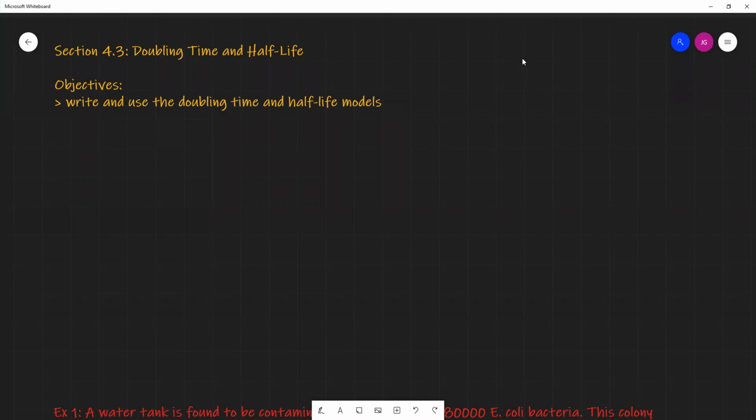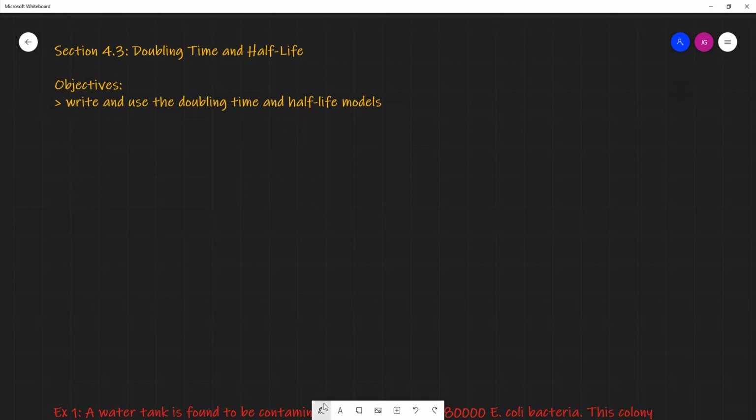We have doubling time and half-life as the idea for this section, okay? Not too much of a demanding section. Our only objective is to write and use these two models. So we're gonna write them down right now and see what they are, and then we're just gonna use them in a couple different problems. Not too much different from what we've been doing so far.